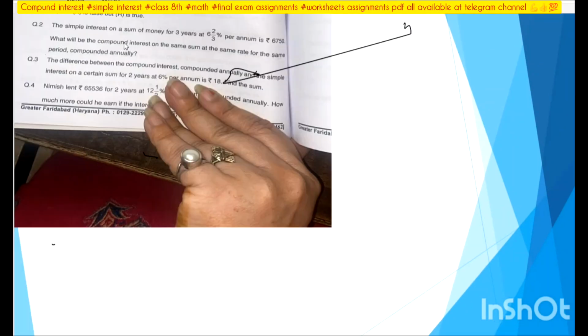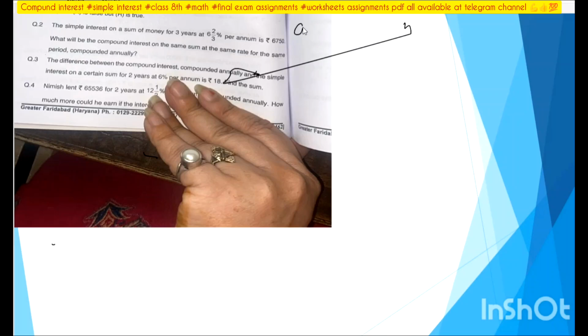So they are saying the simple interest on a sum of money for 3 years at 6 2 by 3% per annum is 6750. What will be the compound interest on the same sum at the same rate for the same period compounded annually? Okay, they have given simple interest and then we have to calculate the compound interest. So by simple interest, first we calculate the principal and then we will calculate the compound interest.